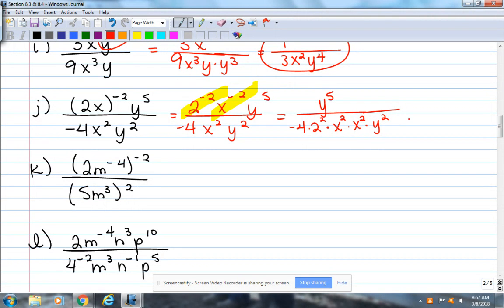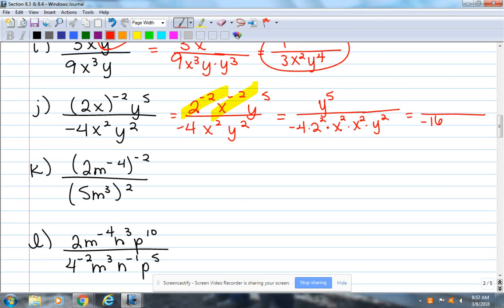Okay, so let's start with the numbers. What's -4 times 2 squared? Negative 16. Now, y'all, you can put this negative anywhere on the fraction. You can put it in the numerator, denominator, in the front of the whole thing. Okay? That makes sense?